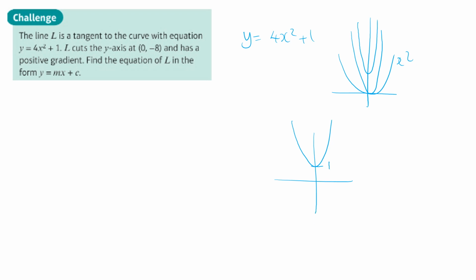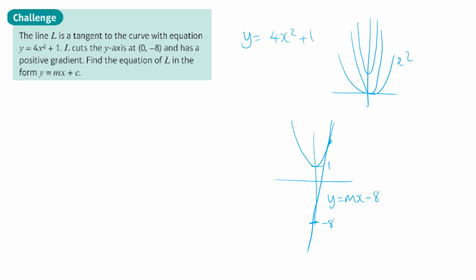And we've got a straight line that's got positive gradient that goes through at -8 and it's tangent to the curve. So it needs to be a line like that. So this line, of course, is going to be y equals mx minus 8. And we want it to touch the curve so that it is a tangent.